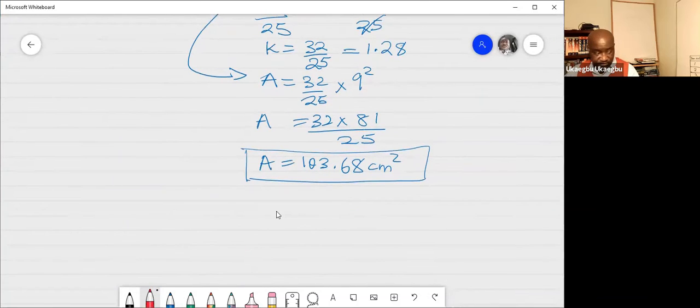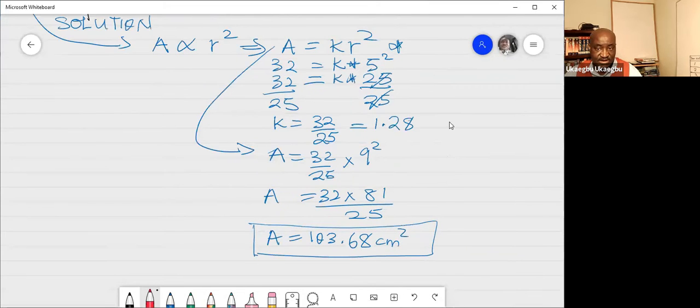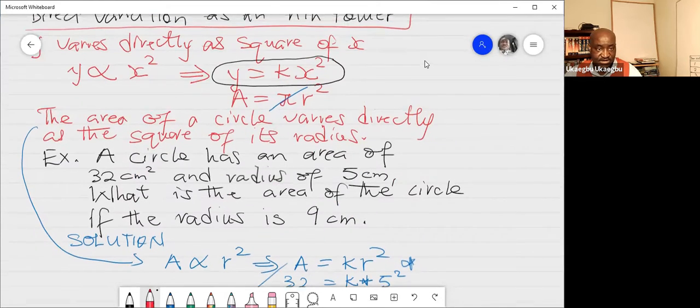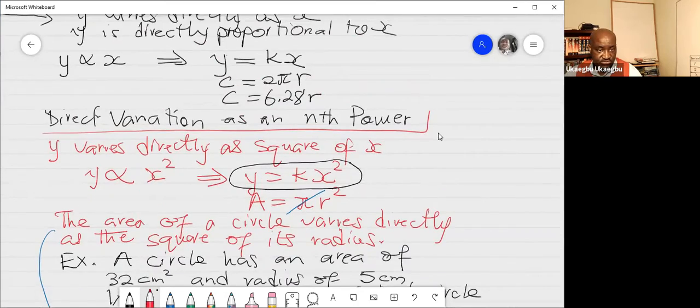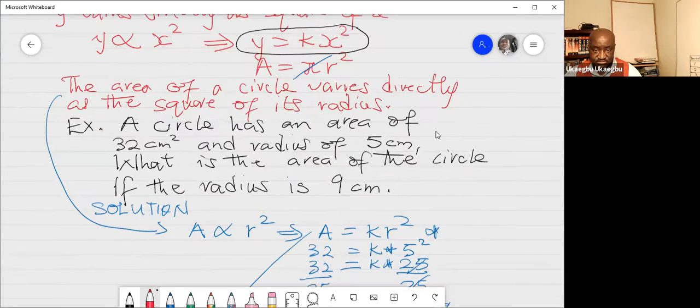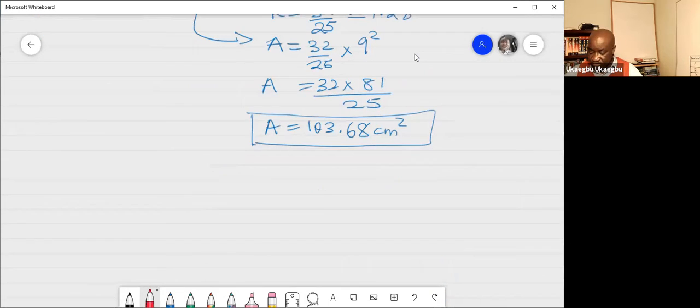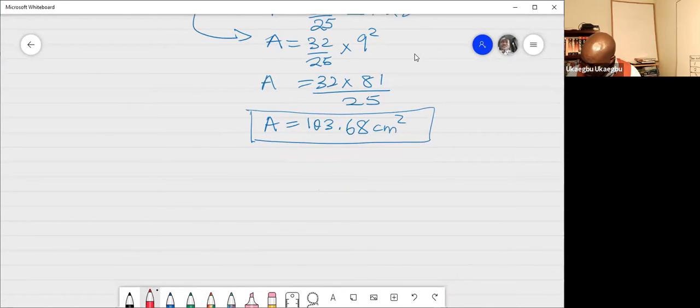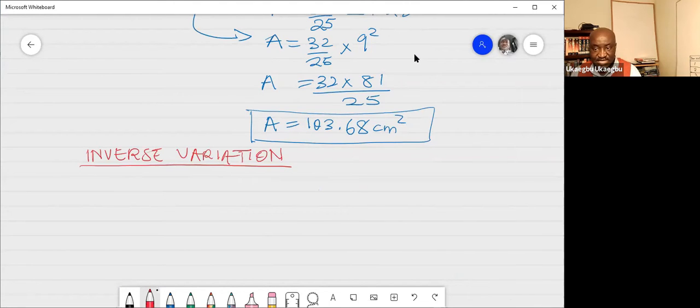Okay, so now I'm going to take on another type of variation, which is called inverse direction variation. So the second one is inverse variation. That's the subtopic. Now here's how it is said generally.